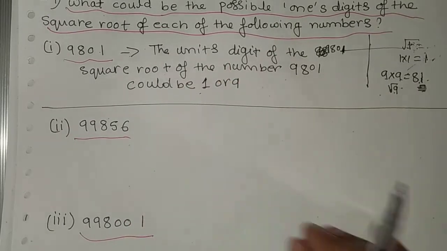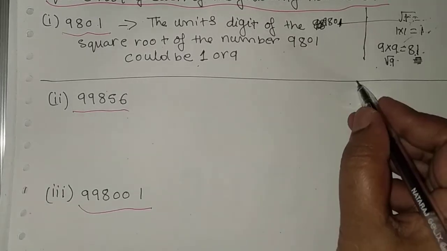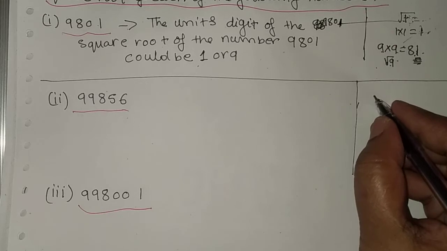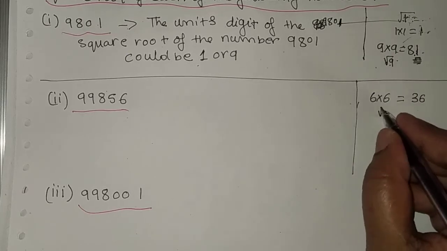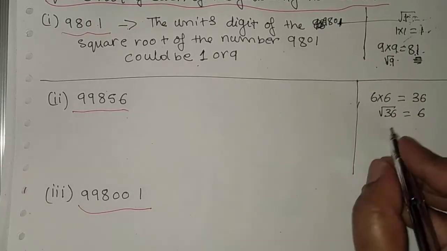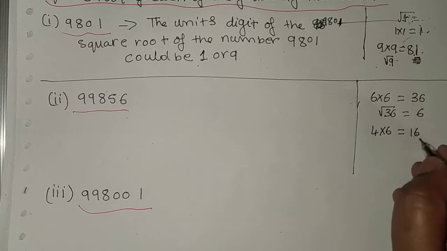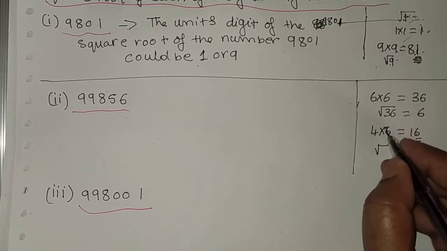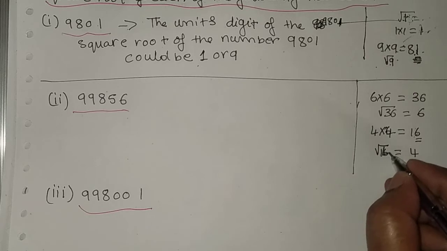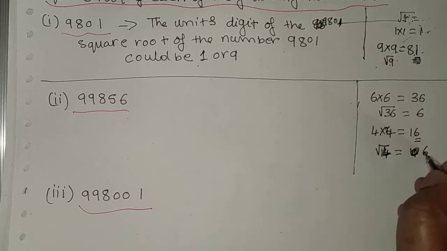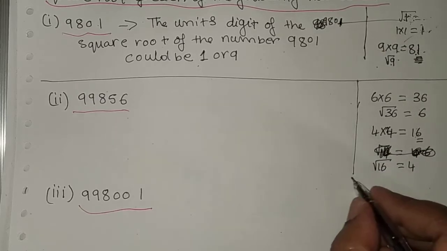For the second one, they have given 6. So take the last digit 6. 6 into 6 gives 36, and the root of 36 is 6. Again, 6 can come from another number also. That is 4 into 4, which is equal to 16. This also has the last digit 6. So the square root of 16 is 4. So both the answers are correct.